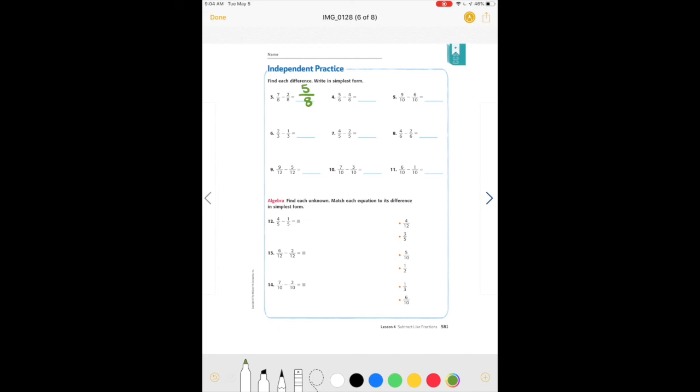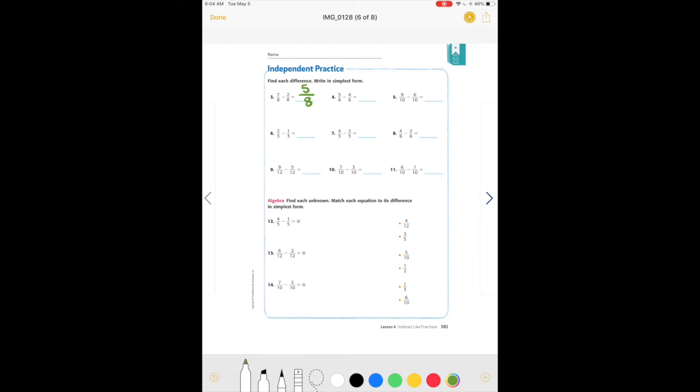Well, I know that 5 is a prime number, which means its only factors are 1 and 5. And since 5 is not a factor of 8, 1 is their only common factor, which means it's already written in simplest form, so I do not need to do anything with it. Okay, the directions say find each difference and write in simplest form, which means if I don't write it in simplest form, it is not correct. Okay, but for number 3, there is no way we can simplify that fraction, so it just stays 5/8.